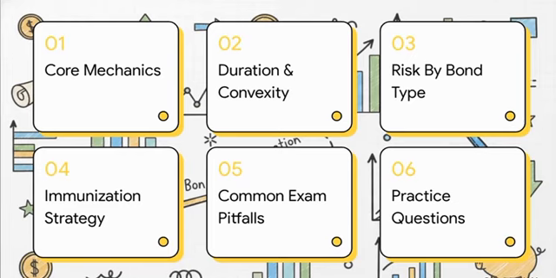Here's our quick roadmap for today. We're covering core mechanics, measuring risk with duration and convexity, checking out risk by bond type, immunizing portfolio liabilities, dodging common exam pitfalls, and finally, we'll run through some step-by-step practice problems.